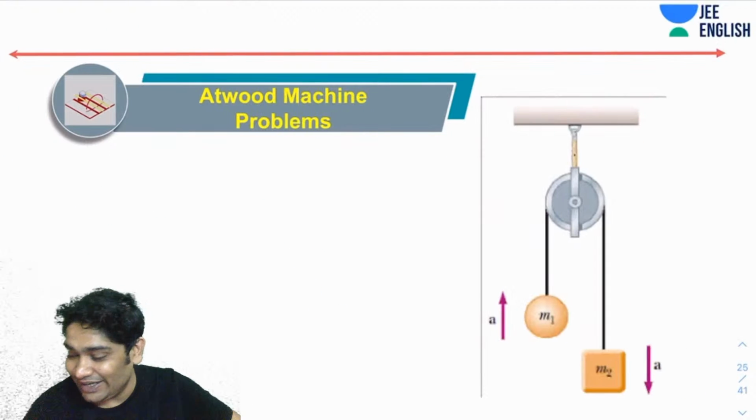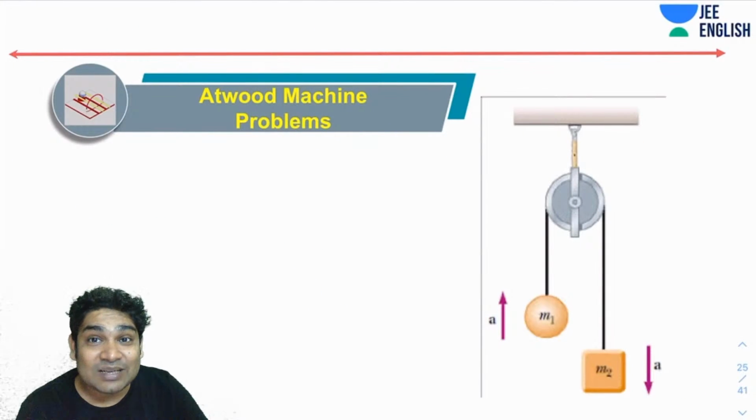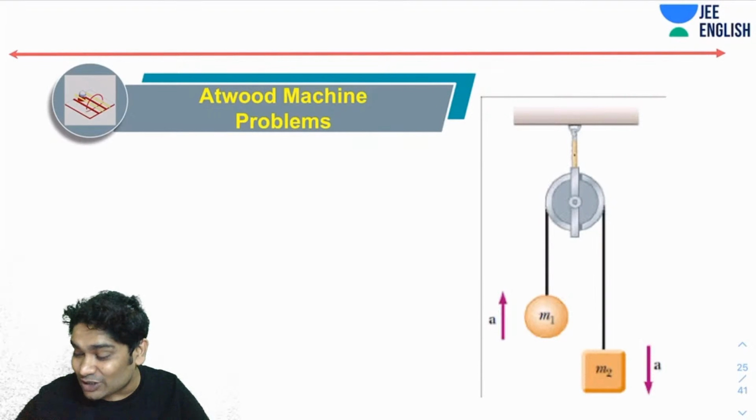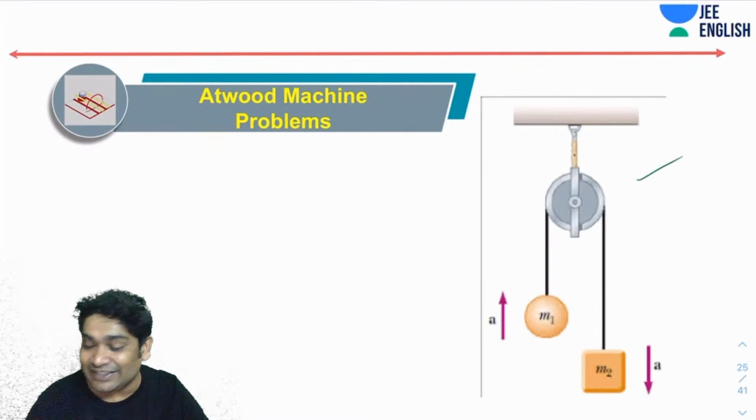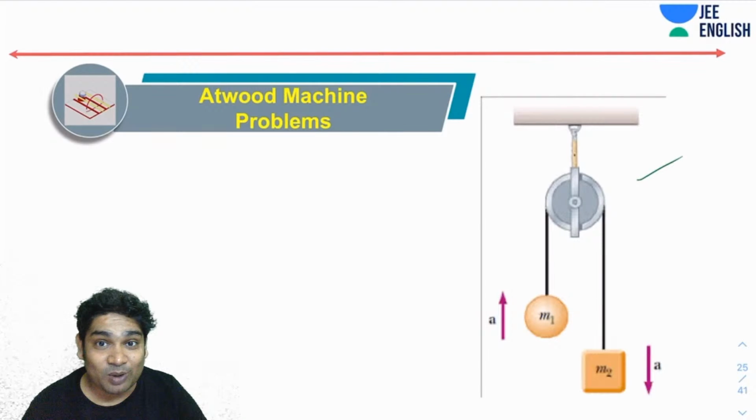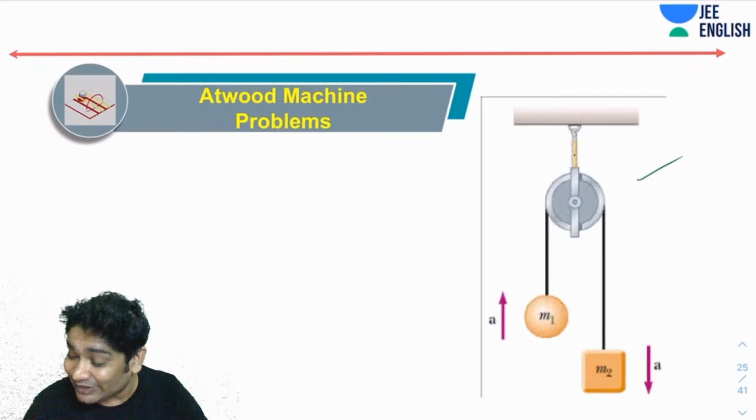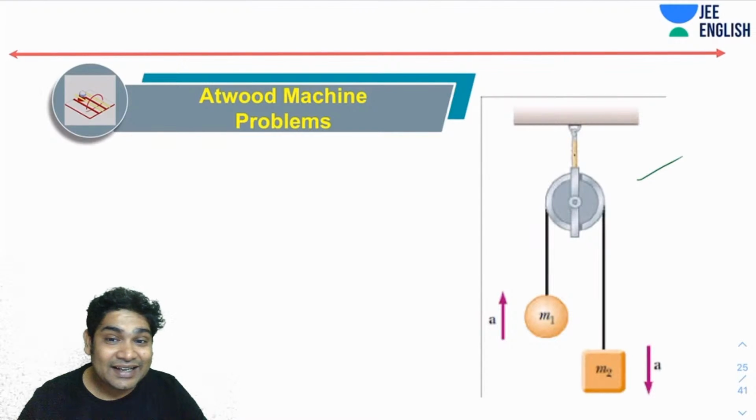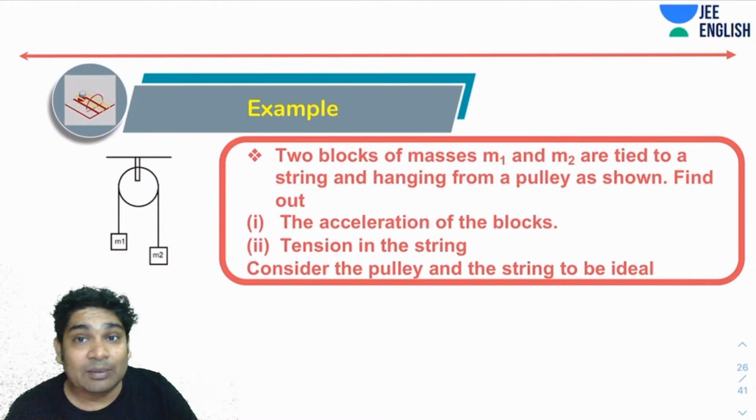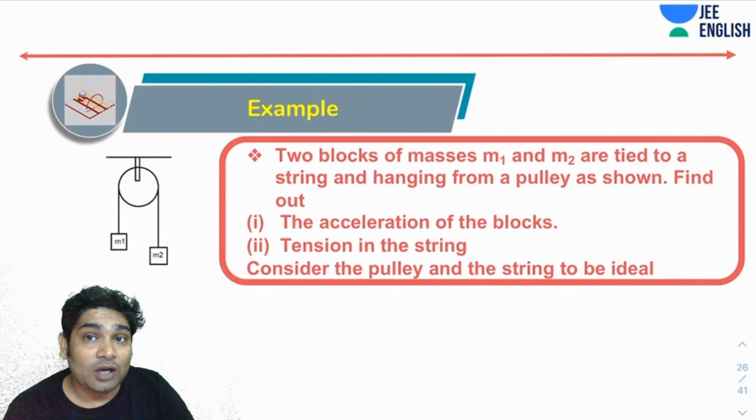Okay, so all right. Next, we will discuss Atwood machine problems. So Atwood machine is nothing but a pulley. This is called an Atwood machine, by the way. This is just a fancy name for the pulley. This again is a huge class of problems where you will see a lot of questions of Newton's laws. So let's see how to solve these problems. Here I have taken an example that two blocks of mass m1 and m2 are tied to a string.